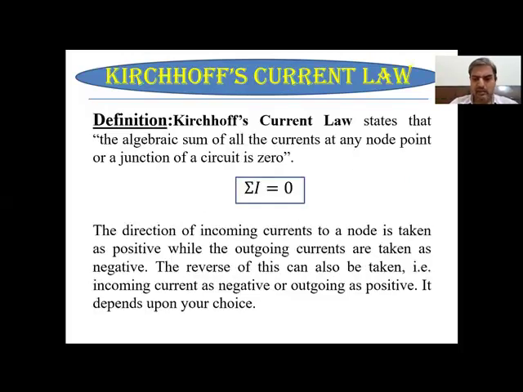We'll go to the previous slide. There is one notation: the direction of the incoming current to a node is taken as positive, while the outgoing currents are taken as negative. We can take vice versa also. We can take the direction of the incoming current as negative and outgoing current as positive. It depends upon our choice.